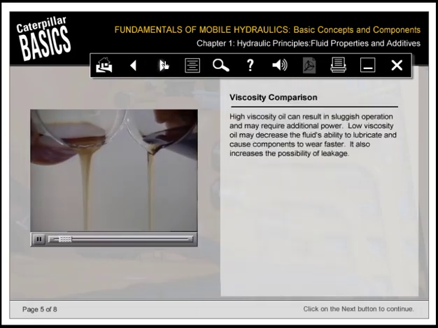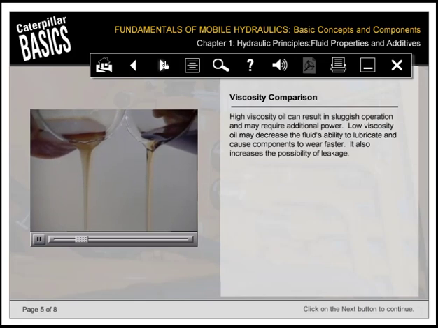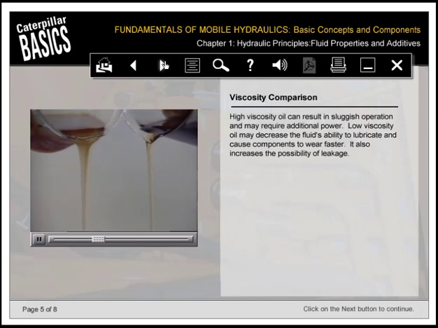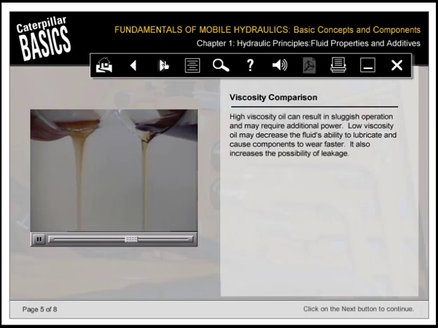High viscosity oil can result in sluggish operation and may require additional power. Low viscosity may decrease the fluid's ability to lubricate and cause components to wear faster. It also increases the possibility of leakage.